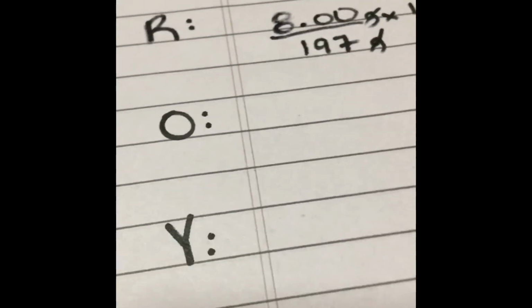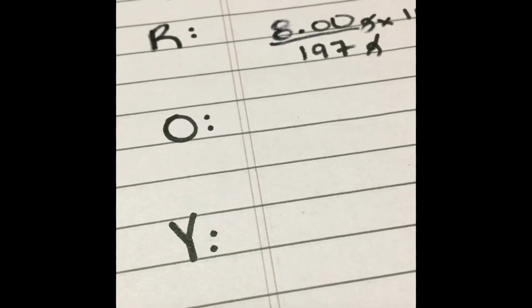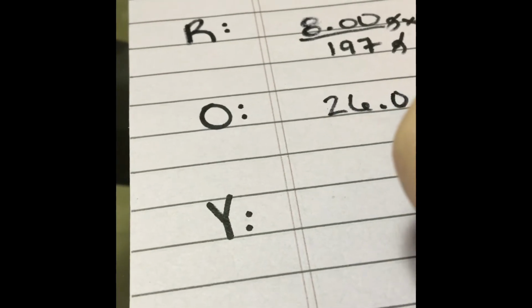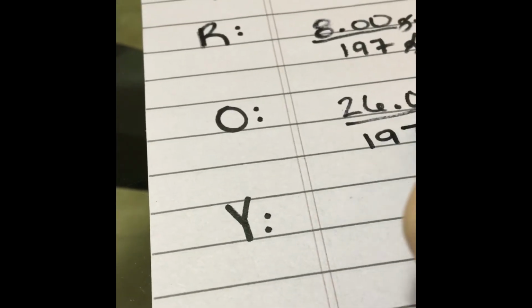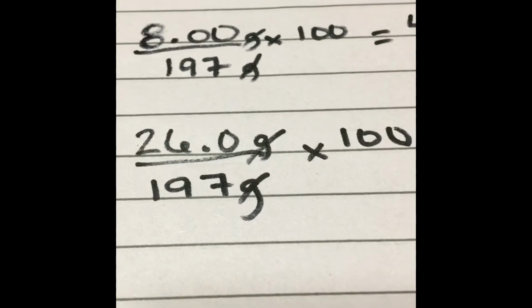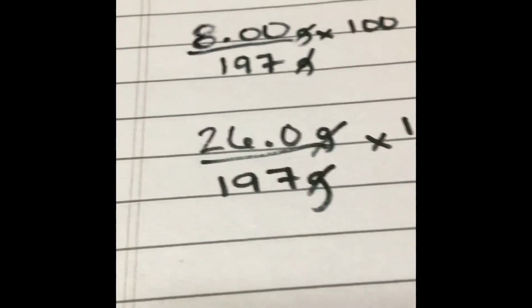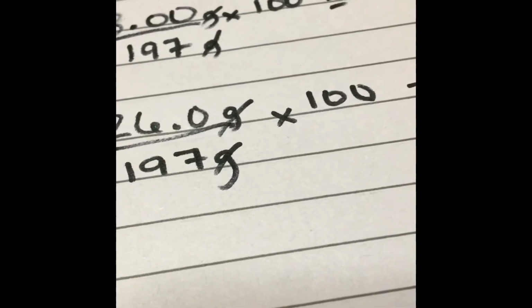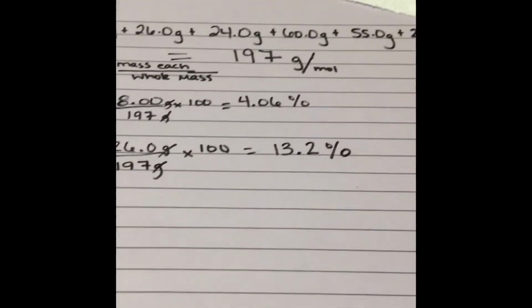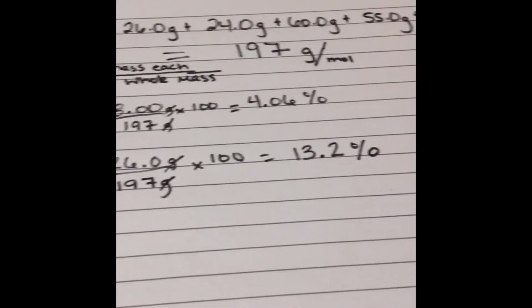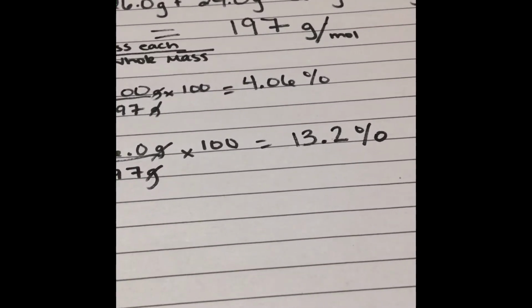Okay, so we're going to repeat that for all of them using each one's individual mass. So for the orange, its mass was 26.0 grams divided by 197. Grams cancel, times 100. And my calculator says 13, and I'm rounding a little bit here. It's 13.19, but I'm rounding to 3 digits, so 13.2% for that one. Okay, so you just repeat this process for all of your colors of M&Ms.